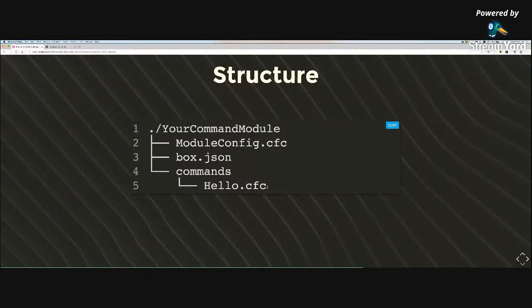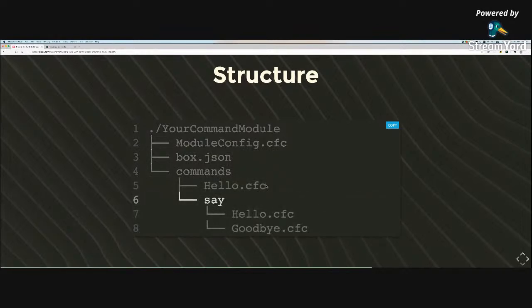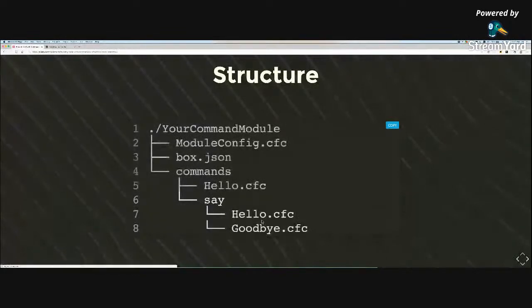You also have the ability to do namespacing. So this gives you the ability to organize the commands that you're developing. In this case, a say directory. These commands would now be say hello. So you'd type in say and hello, and this CFC would be executed. Same for goodbye, say goodbye. So namespacing is just done via folders within the commands directory, and it's done to organize your code. It's not necessary, but as commands get more complex, it's a nice way to organize things.